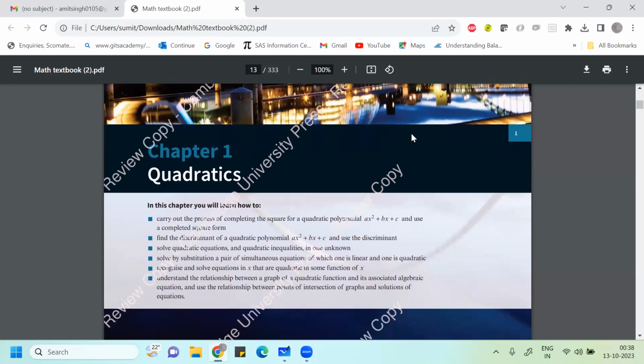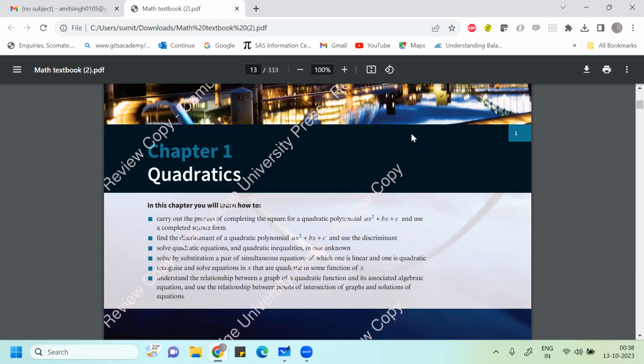Whenever we talk about quadratics, the general way of expressing a quadratic equation is in the form of ax square plus bx plus c, where a should not be equal to 0. Please remember, if a becomes equal to 0, then your equation will be a linear equation. I hope everyone can easily correlate this part.